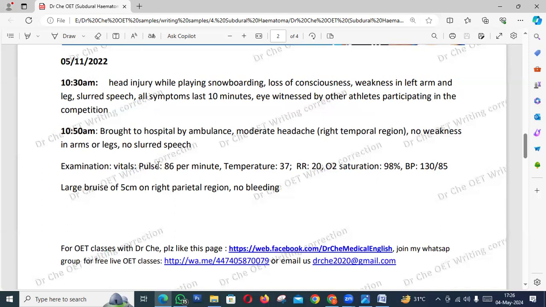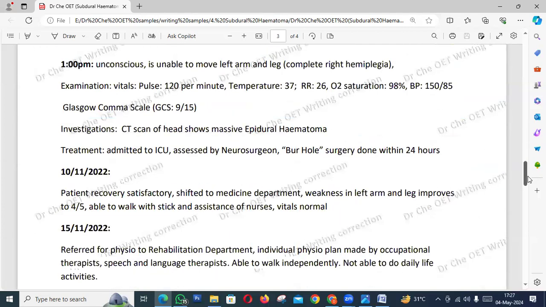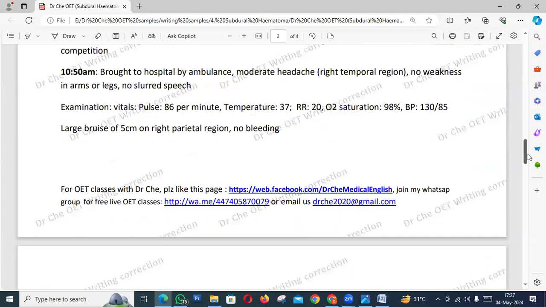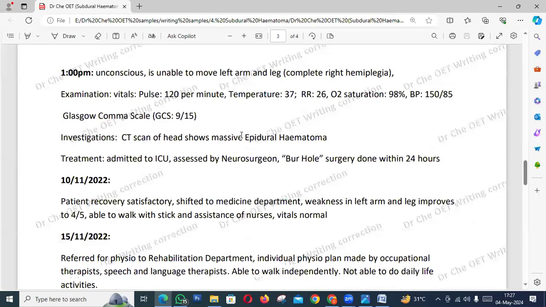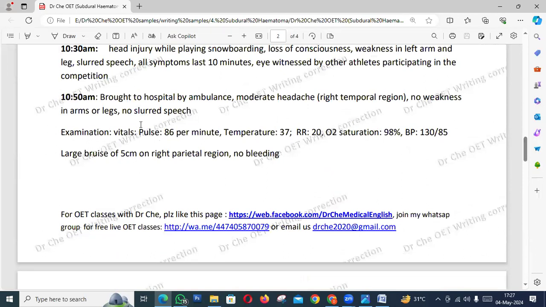In the examination, you just need to mention the abnormal things: pulse is normal, temperature, saturation normal, BP a little high. Then a large 5 centimeter bruise on the right parietal region, with no bleeding. This is the examination at 10:50 a.m. You can see that the patient is conscious here, with no slurred speech, and no big issue at 10:50.